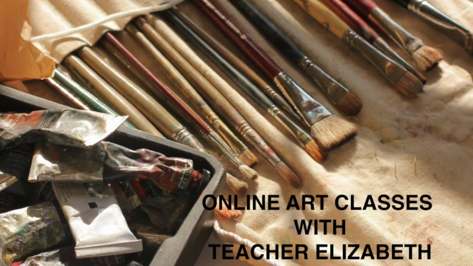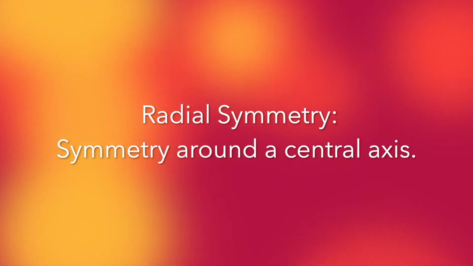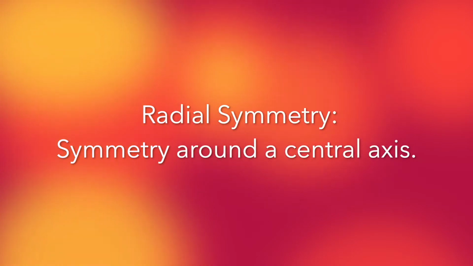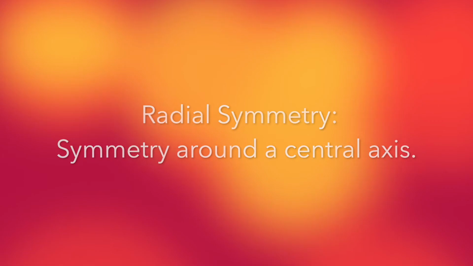Today we are going to explore radial symmetry and complementary colors. To begin, I want to define radial symmetry. Radial symmetry is when there is symmetry around a central axis. You can find examples of this in nature.